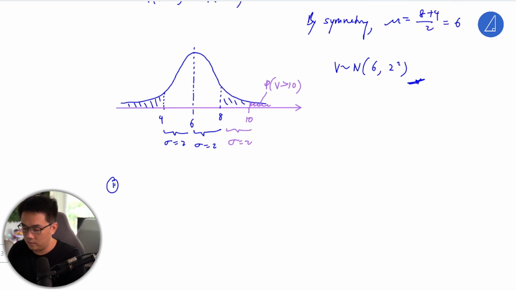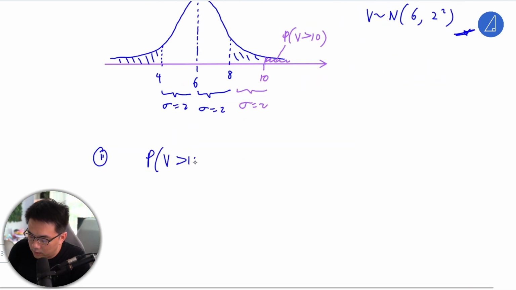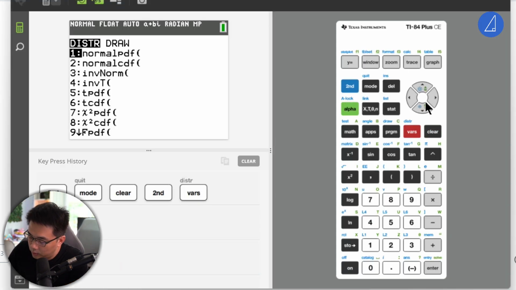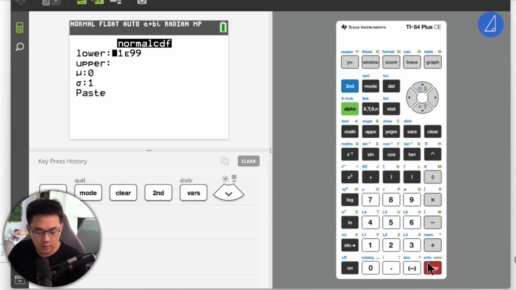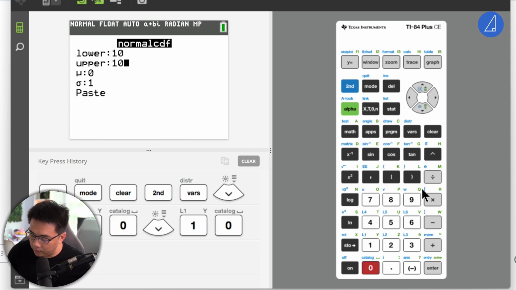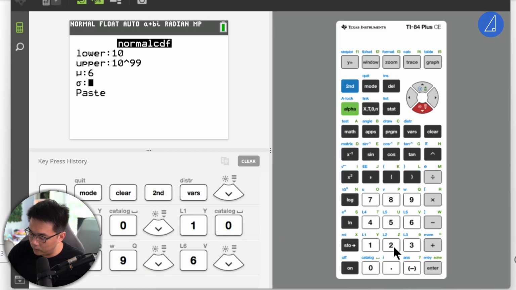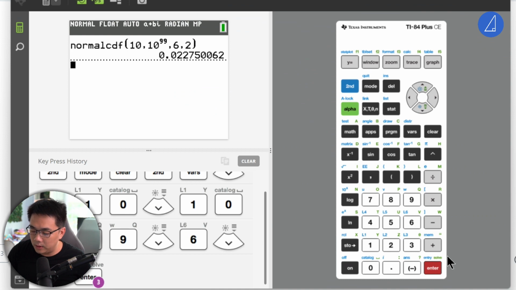So I'm going to just find P(V more than 10), which is just keying into the calculator. Here will be distribution, normal CDF. What I'm going to put is lower 10, upper 10 to the power 99. Then in this case, mu will just be 6 and sigma is 2. Key in and you'll get 0.02275.